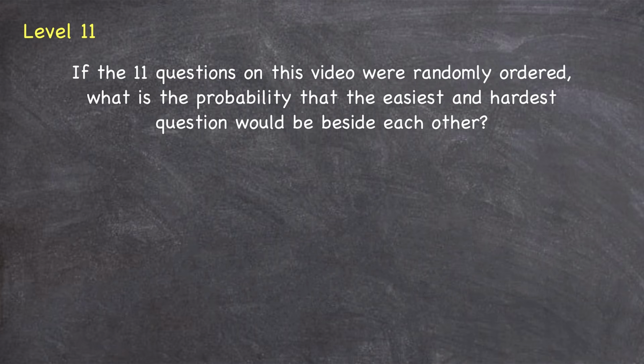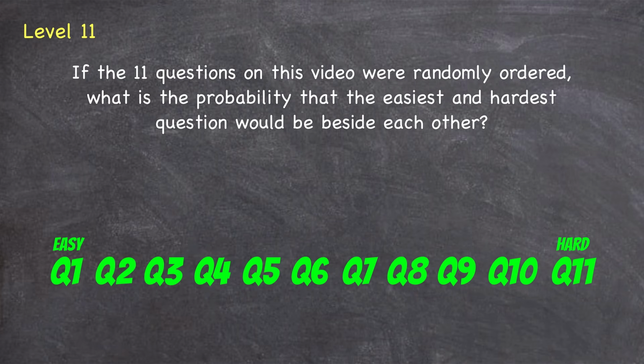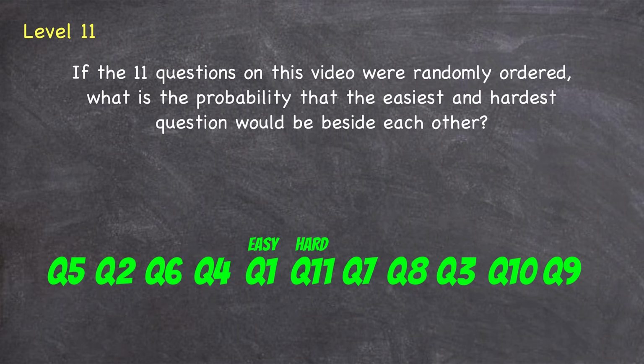Level 11. If the 11 questions on this video were randomly ordered, what is the probability that the easiest and hardest question will be beside each other?